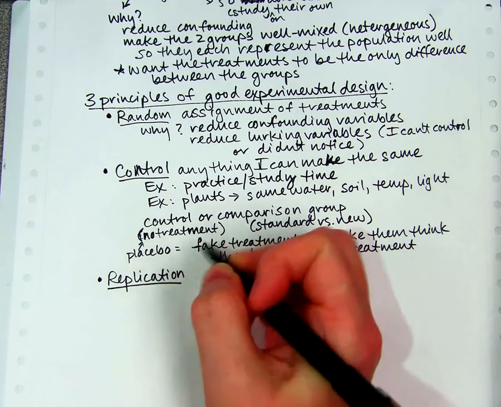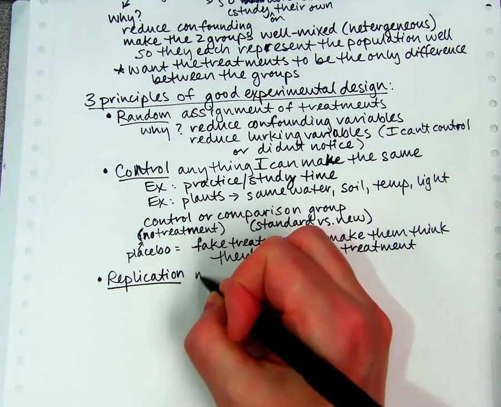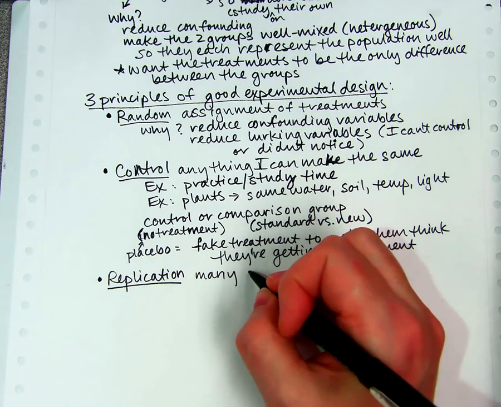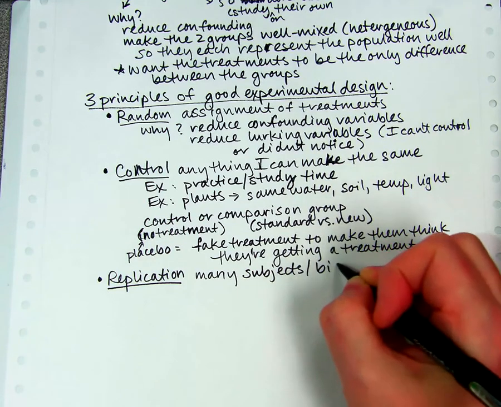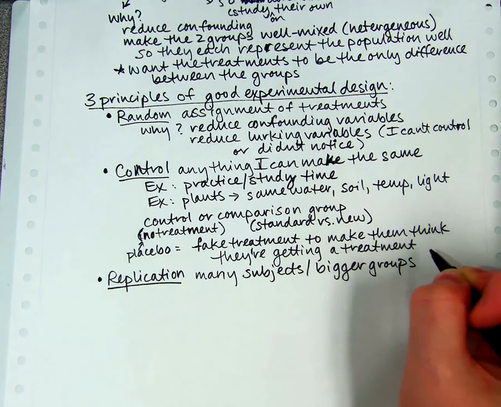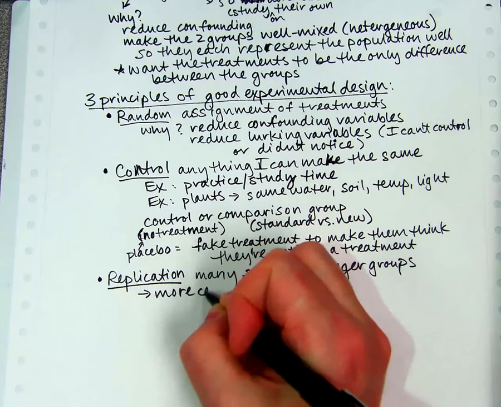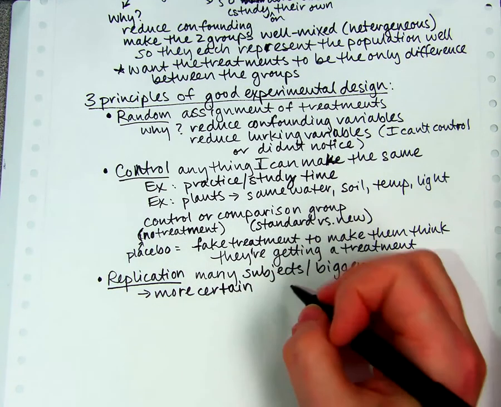Replication I hinted at above, where I said, what if you just are talking to your friend who took the class and they didn't take the class? That's only one subject in each group. Not enough. You need many subjects. Larger sample sizes if you're dealing with samples, but in experiments, you need larger treatment groups. Many subjects, bigger groups, which makes you more certain that what you're seeing is not just by chance. It's because of the treatments.